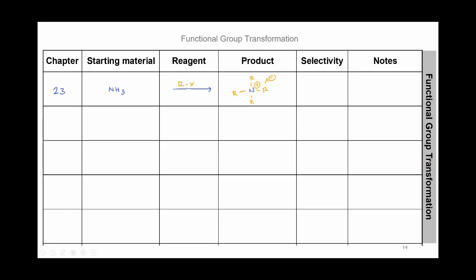So if you wanted to make a primary amine, this would not be the way to do it because it won't react just one time. Instead, the way to make a primary amine, or one of the ways, is to use sodium azide and then follow that with H2.